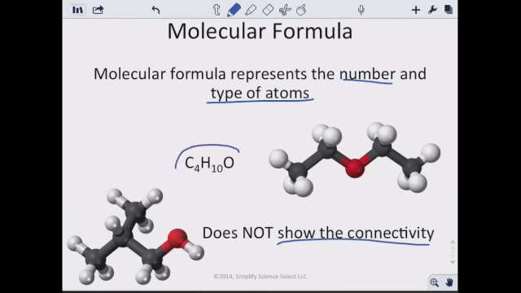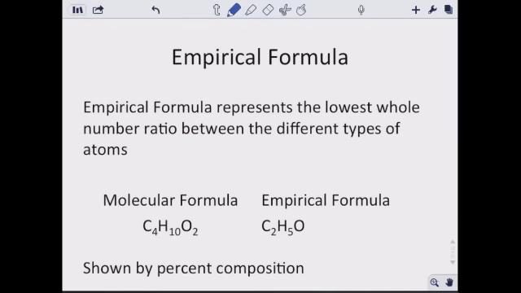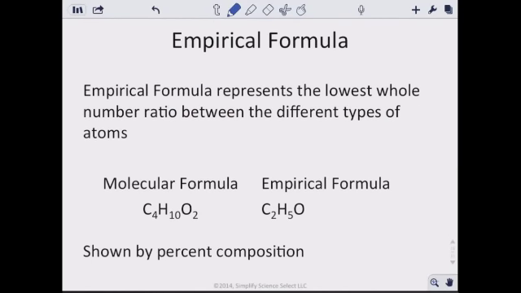So if we're looking at this, this could be the molecular formula. We have C4, H10, and O. So we have 4 carbons, 10 hydrogens, and 1 oxygen. That's a molecular formula. Now, an empirical formula, on the other hand, represents the lowest whole number ratio between different types of atoms.